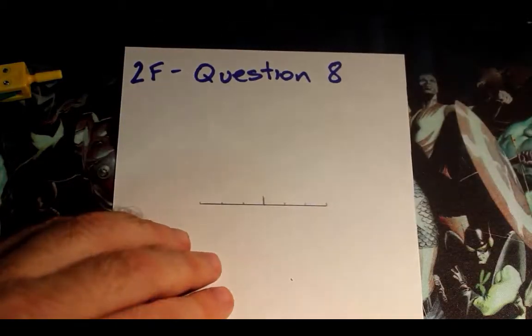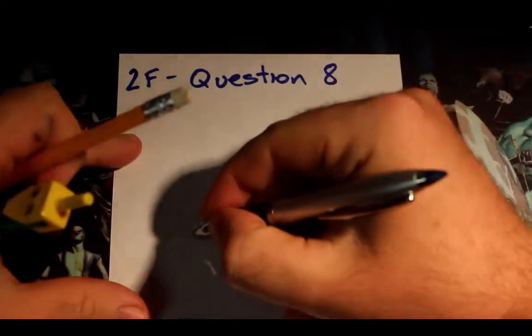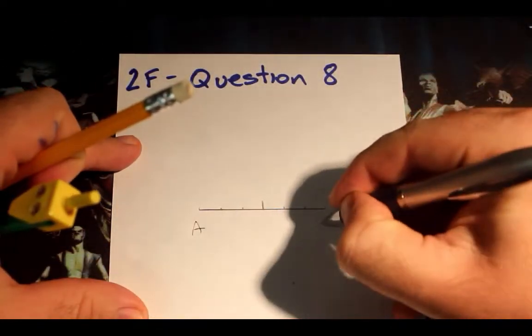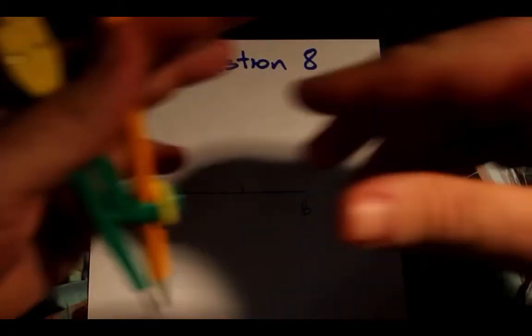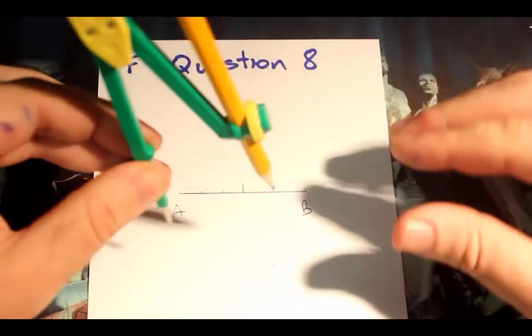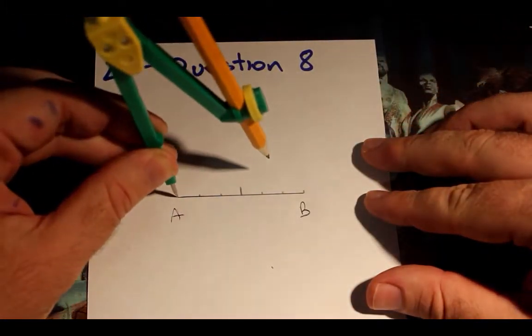Now I use the word perpendicular bisector. The word perpendicular means to cut it at 90 degrees, and bisector means to cut it in half exactly. So we're going to draw a line that cuts this line AB, and I better label it AB. I want to make it so that it cuts it directly in half at 90 degrees. So here's how I'm going to do this.